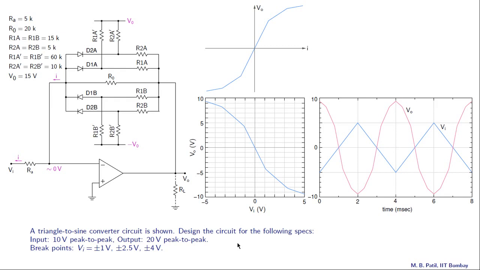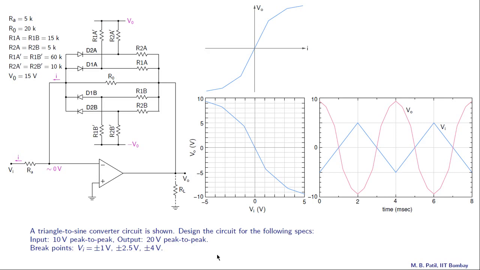Let us consider the following design problem. A triangle to sine converter circuit is shown, this circuit here, which we have seen earlier. Design the circuit for the following specs. So the same circuit we need to design for a different set of specs. Input voltage 10 volts peak to peak, output 20 volts peak to peak, and the input of course is triangular and the output is a sine wave. And we want the following breakpoints in Vi, that means along this axis: plus minus 1 volt, plus minus 2.5 volts, and plus minus 4 volts.